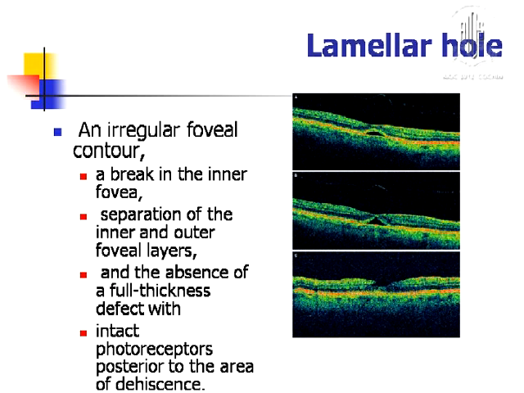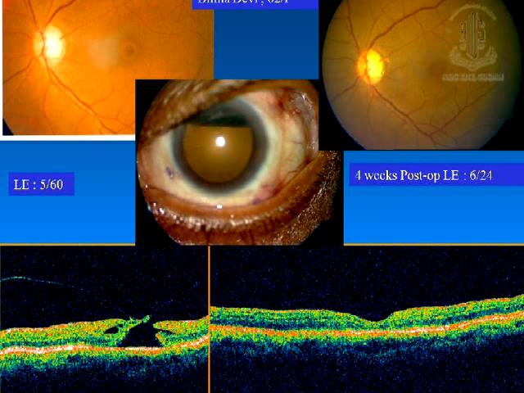This is a lamellar hole, which is a break in the inner fovea, here, separation of inner and outer retinal layers, but it has not reached the level of RPE, and there is an absence of full thickness defect, and the photoreceptors are intact here. Again, surgery for lamellar macular hole, unless the patient is very, very symptomatic, is generally not recommended.